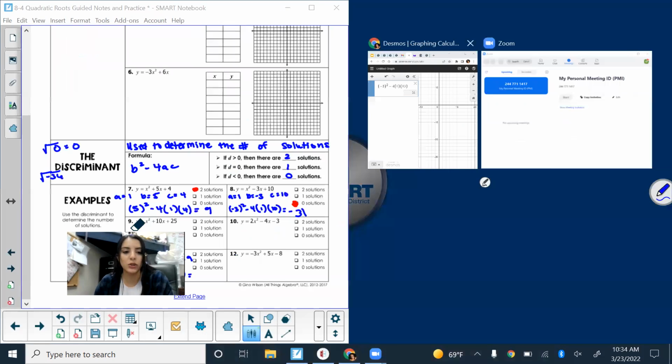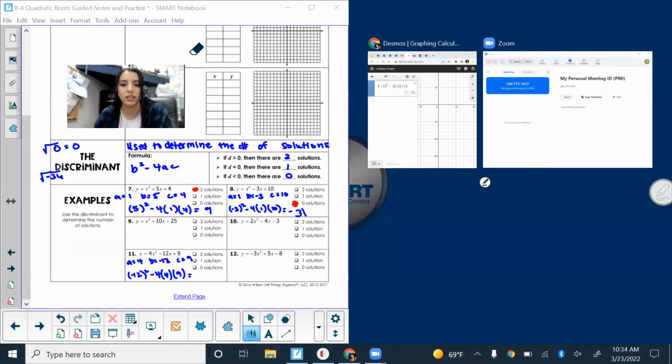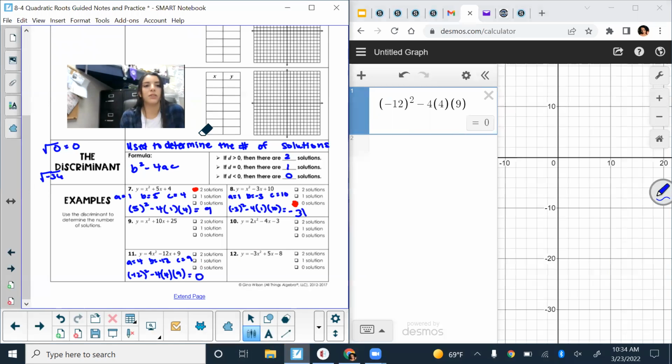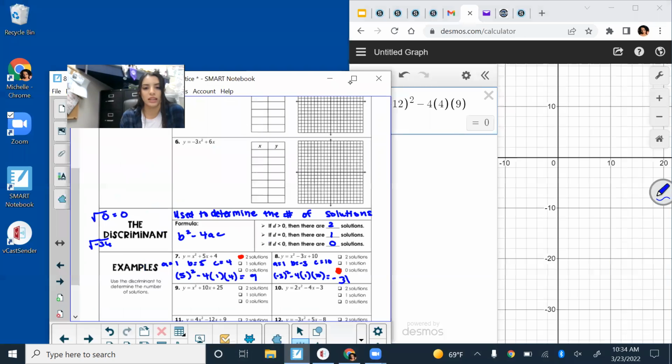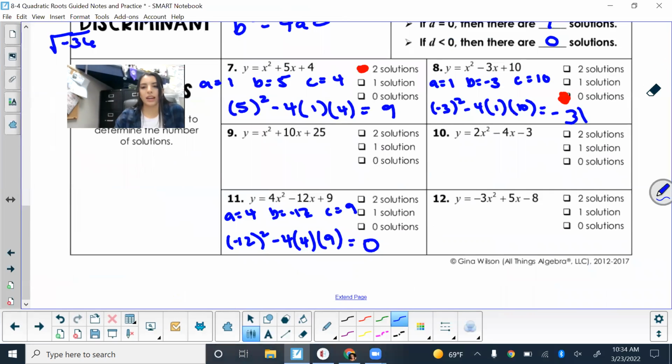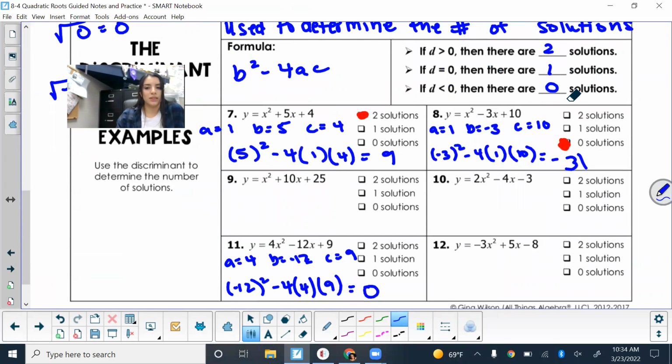All right, plug that into the calculator. So this time we have -12 squared. Make sure you put that in parentheses. 4 for the A and 9 for the C. And we get that that equals 0. So when my discriminant is 0, you can use the little key that we made here. And when the discriminant equals 0, then there's one solution.